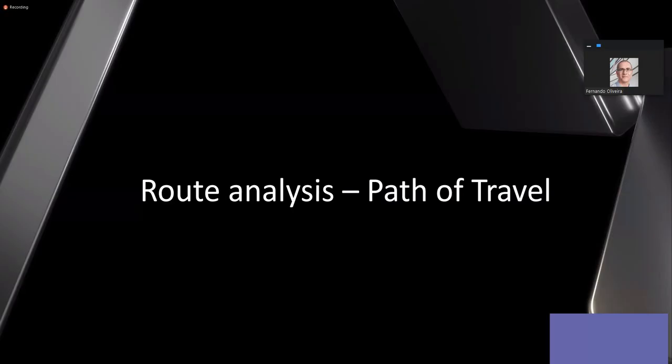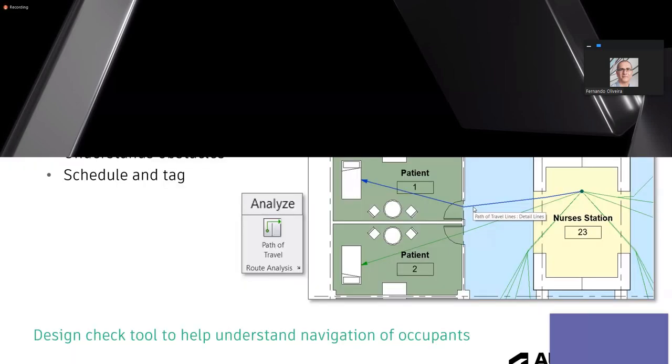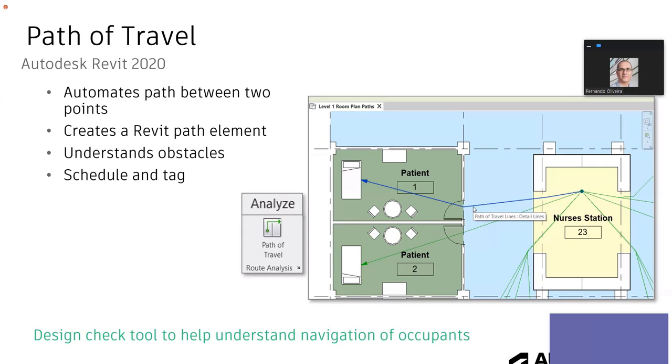The next tool that was developed in the last years is the path of travel, the route analysis. This tool allows us to design a path of travel inside our rooms. The system recognizes obstacles like walls, and openings like doors, and this allows us to say I want to go from point A to point B.